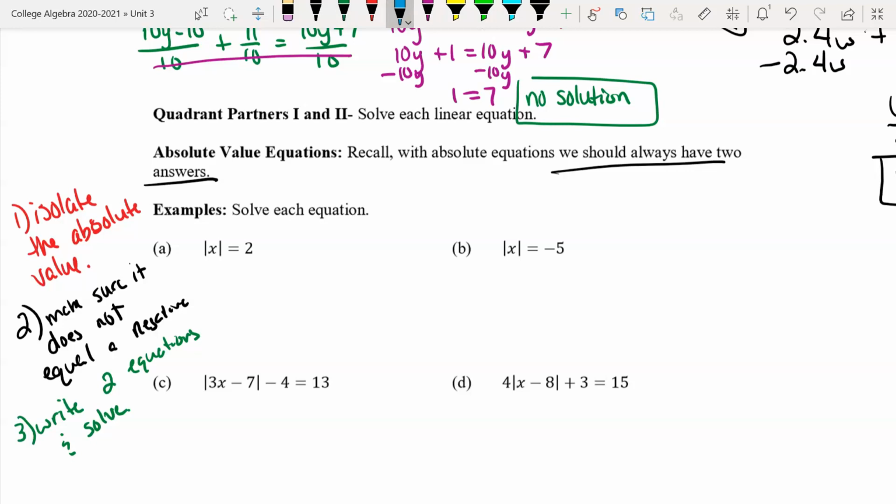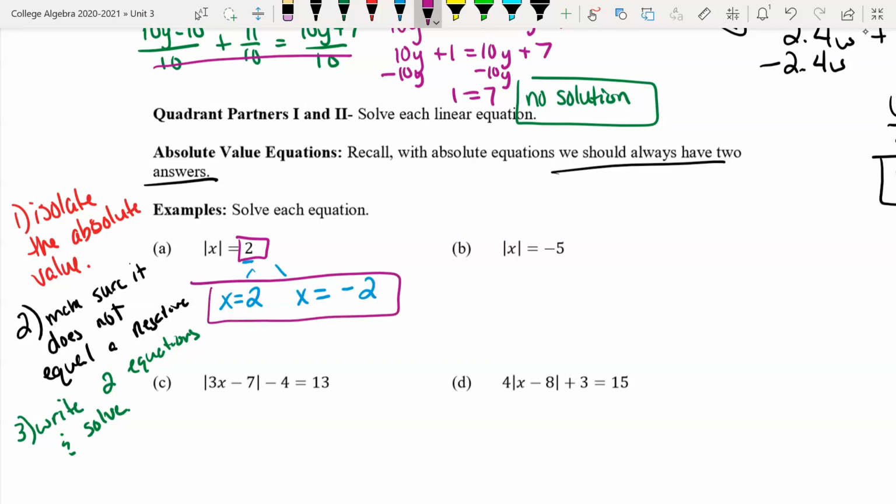So this right here, this first one, I have the absolute value of x equals 2. So first step is to isolate the absolute value. It's already by itself on the left-hand side, so we're good with that. Next step is make sure it does not equal negative. Well, it equals a positive 2. When you think about absolute value, it always has to be a positive number. Absolute value is always positive. So then the third step is to write your 2 equations, x equals 2, x equals negative 2. So you only change the sign of the stuff that is not inside the absolute value. So I went from a positive 2 to a negative 2. Now normally you would solve, but that one's already solved. So you just write that like that and you circle your answer.